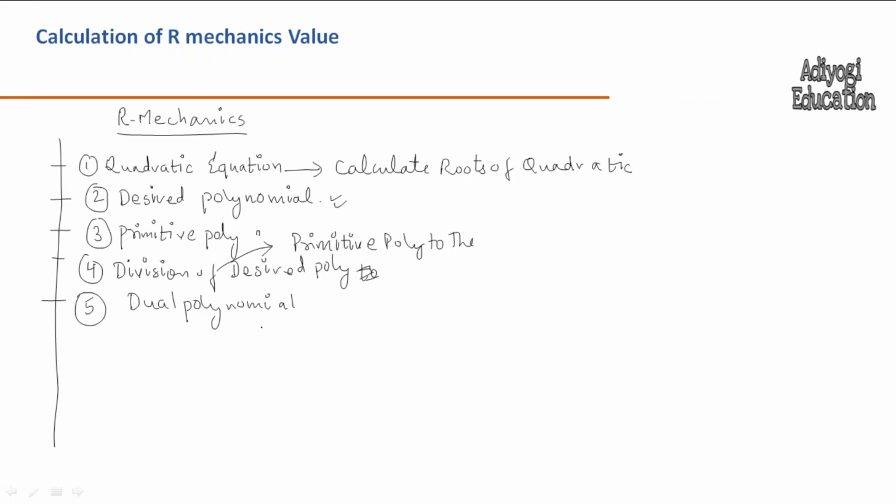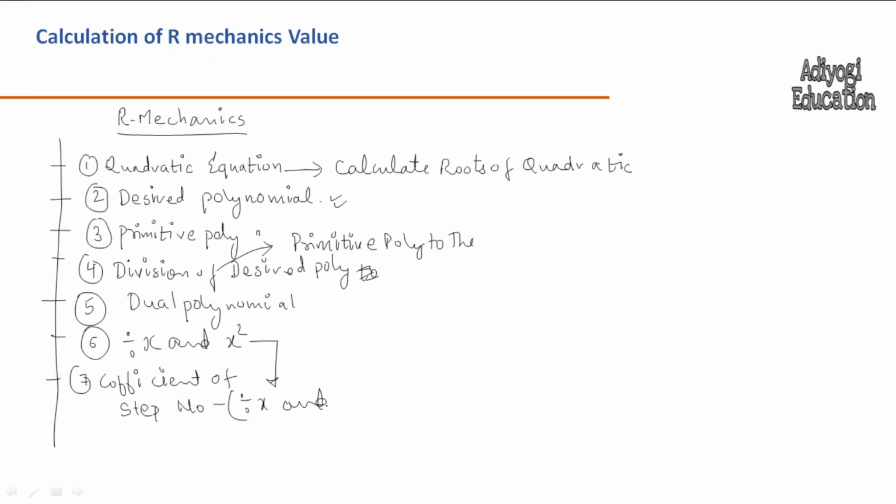Once I have the dual polynomial, I need to divide it by x and x square. The coefficient of step number 6, that is division by x and x square, will give me the R mechanic polynomial. I hope you understood. Let's take one example for further clarification.